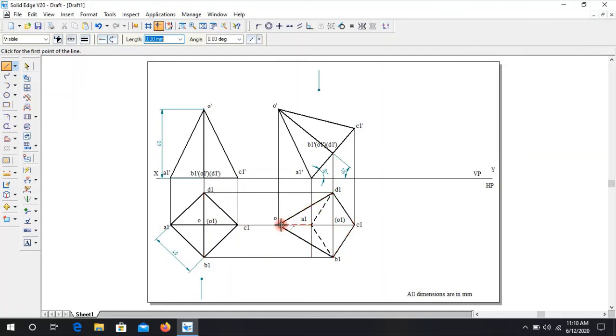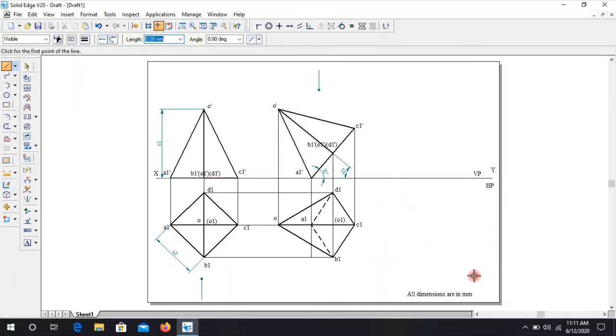Identify whether this line has to be dotted or continuous. C1 point is located here. It is above axis line or it is nearer to observer. Therefore, C1 point is visible and all the visible points should be connected using thick continuous line. Therefore, from C1 to O point, I will connect using a thick continuous line. That completes second step. Moving on to third step.